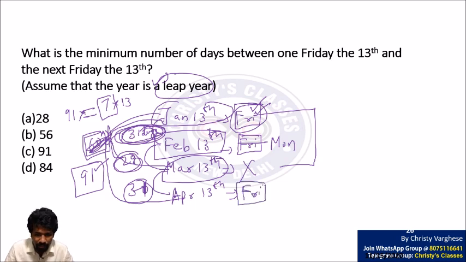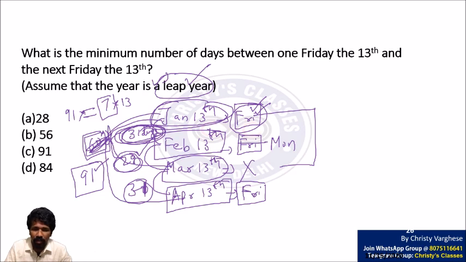Again, it is a little time consuming to understand this concept. Once you get the concept, it is actually very simple. So it will be a Friday, and that is what we need: the number of days between one Friday the 13th and the next Friday the 13th. So if Jan 13 is a Friday, provided the year is a leap year, as the question says, then only April 13 can be a Friday.